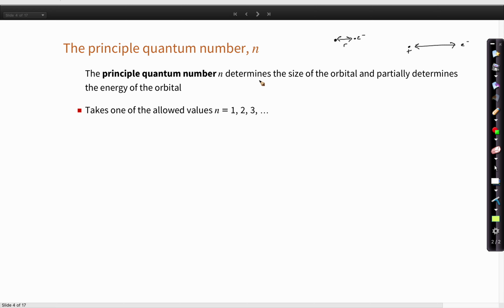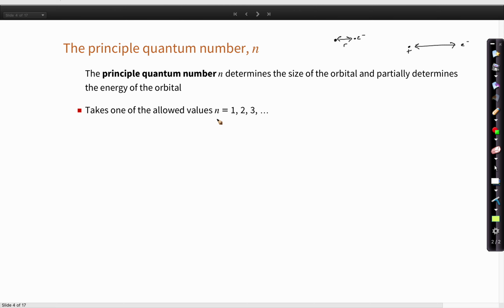So as n gets bigger, the size of our orbitals gets bigger. Additionally, as n gets bigger, the energy of the orbital gets bigger. So the farther away the electron is likely to be from the nucleus, the greater the energy is here, right? Because it's like pulling a bowling ball away from the center of the Earth. The farther away the bowling ball is from the center of the Earth, the more potential gravitational energy it has. Here we're pulling an electron away from a positive charge, and so that is increasing the energy of the system. So orbitals with larger n values tend to have larger energies.